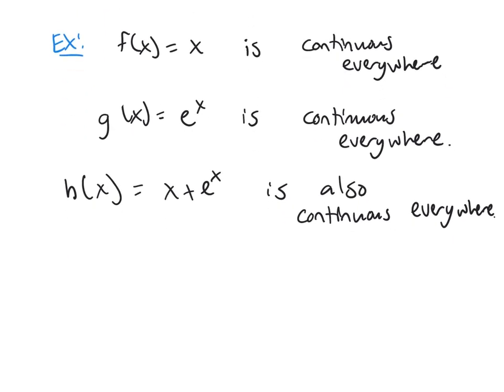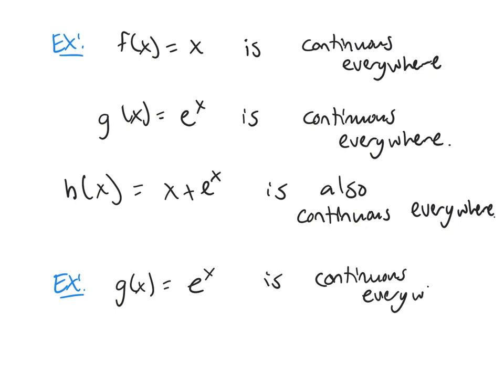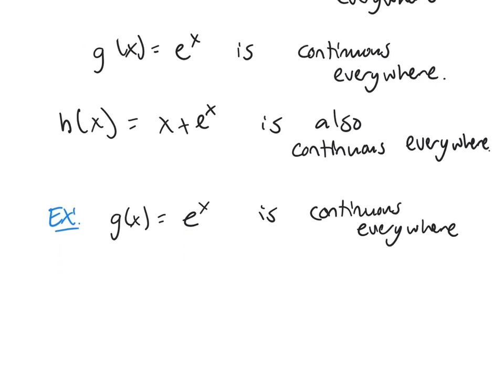I can also take scalar multiples. So for example, let's just take our g of x, which was e to the x, and is continuous everywhere. If I take 3 times that, I'll call this new function h of x. This is different than the previous example. I can take 3 times that function. This is also continuous everywhere.